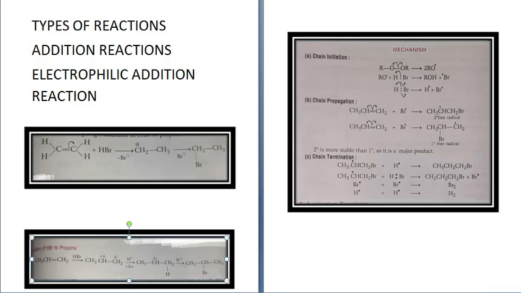Now there are following types. The first type is electrophilic addition reaction. This is the reaction in which electrophile gets attached to the unsaturated molecule in the rate determining step. Rate determining step is the slowest step because it takes the maximum time. Now for example, addition of HBr.